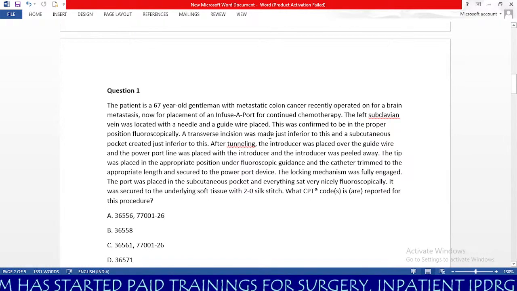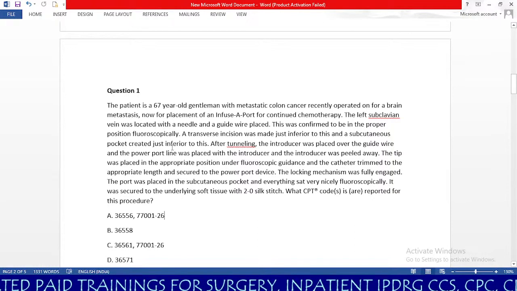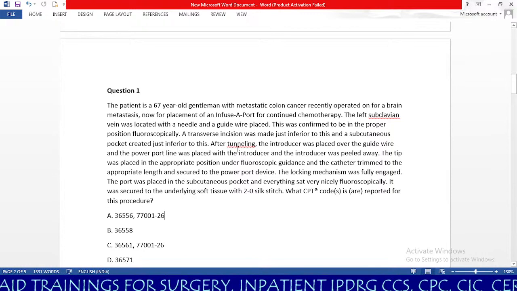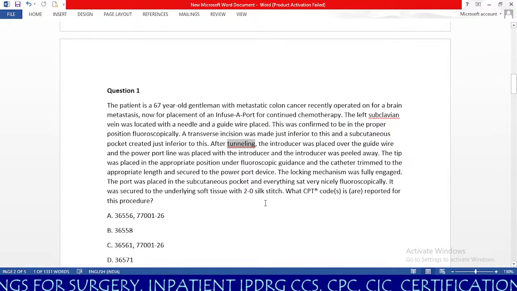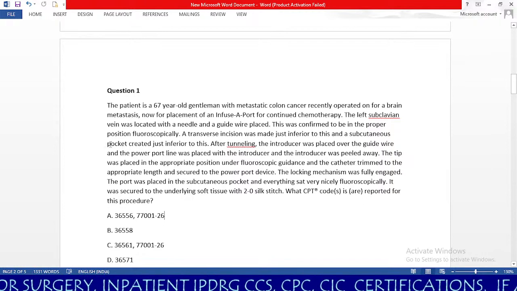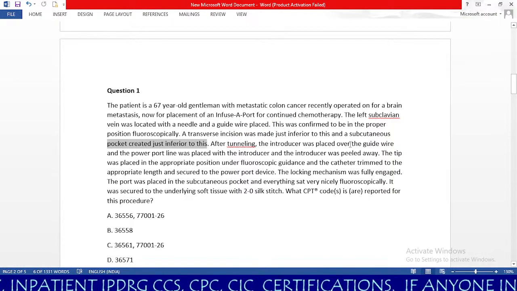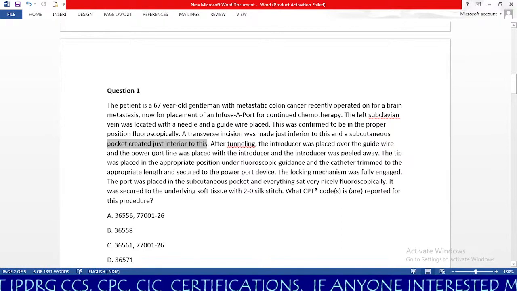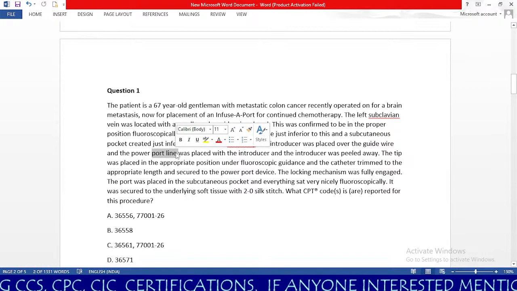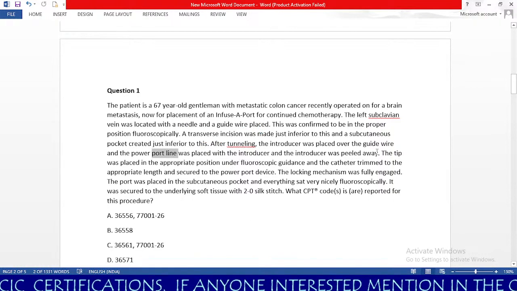A transverse incision was made just inferior to this and a subcutaneous pocket created. After tunneling, so here tunneling is the keyword you need to remember. And here pocket is also a keyword you need to remember. The introducer was placed over the guide wire and the power port line was placed. So this is also a keyword, port placement. With the introducer, and the introducer was peeled away.